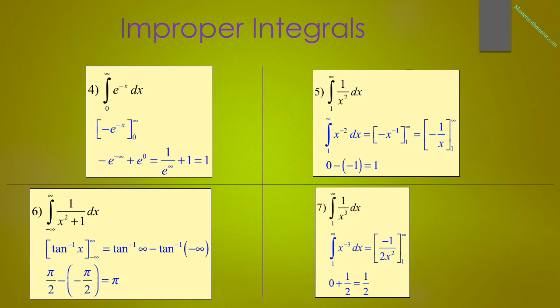Finally, we have the integral from 1 to infinity of 1 over x cubed dx. This can be written as the integral from 1 to infinity of x to the negative 3 dx, and that as integrated turns out to be negative 1 over 2x squared evaluated from 1 to infinity. At infinity, our value is 0, and at 1, our value is negative 1/2. So 0 minus negative 1/2 is 0 plus 1/2, and the area is 1/2.